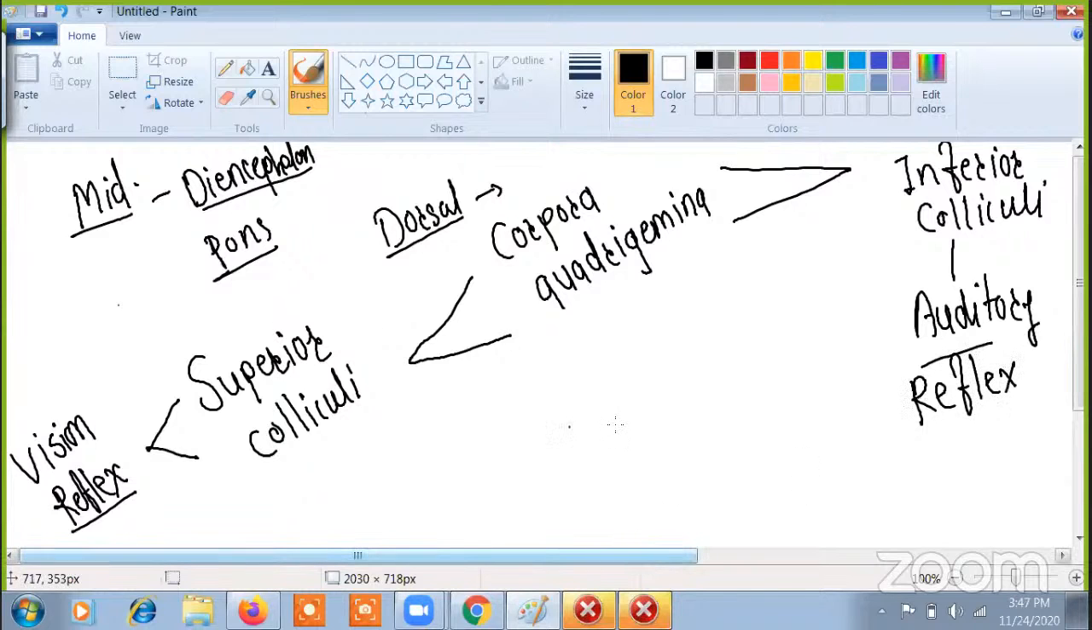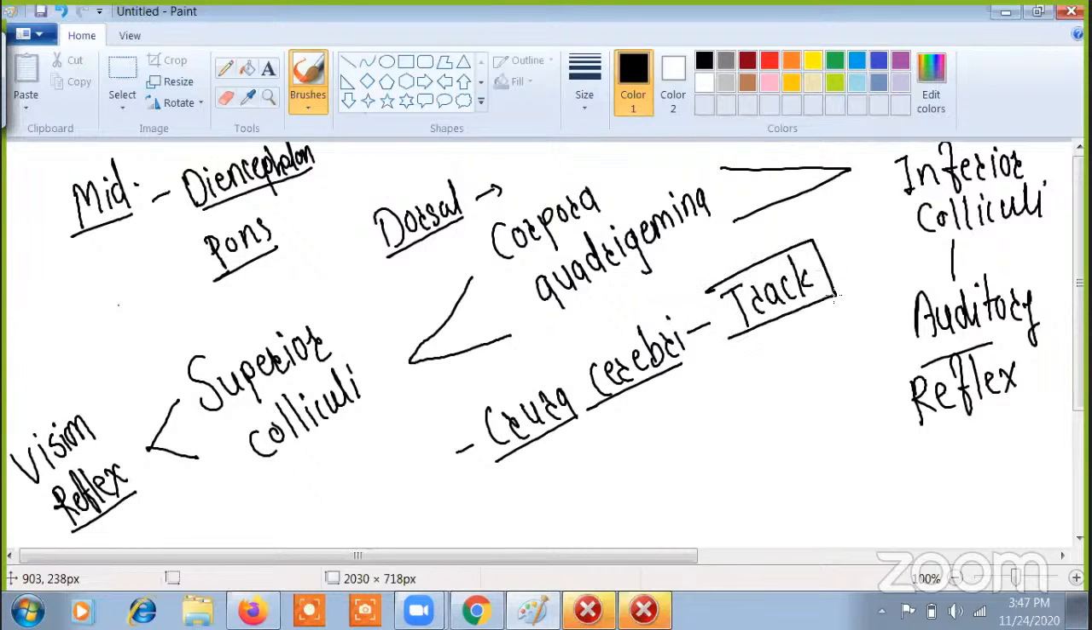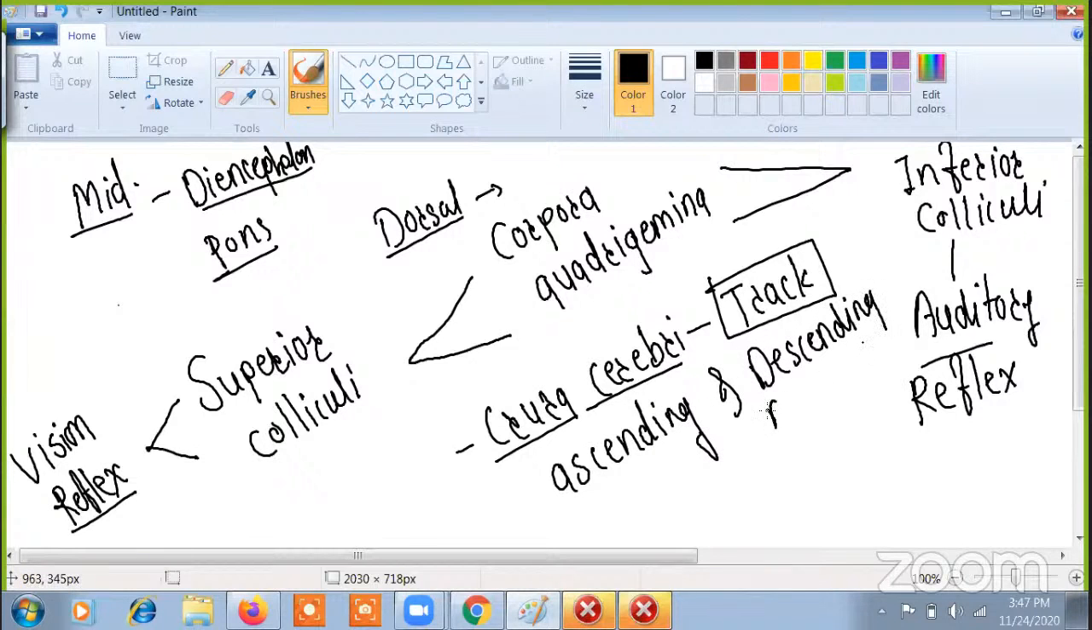Okay. Then we have discussed crura cerebri is present at the inferior region of the midbrain. Crura cerebri are the two tracts. These two tracts are passing the ascending and descending neurons. Ascending and descending nerves are passed through this, and this is connecting the midbrain with the cerebrum, right?